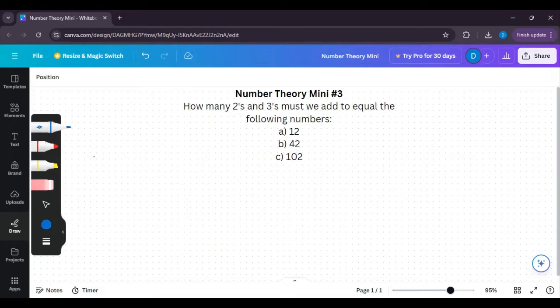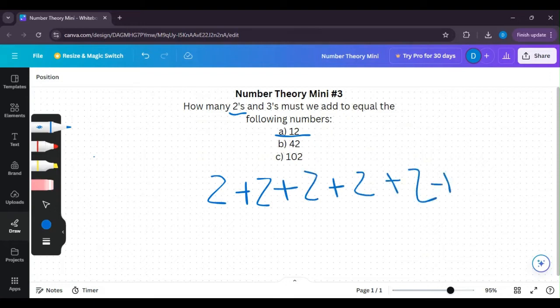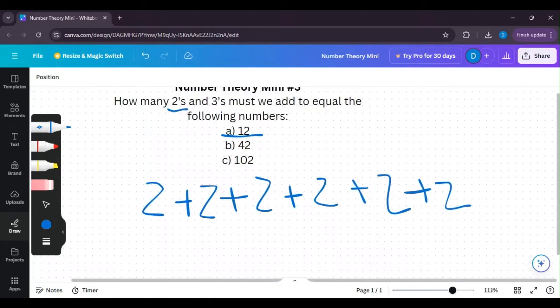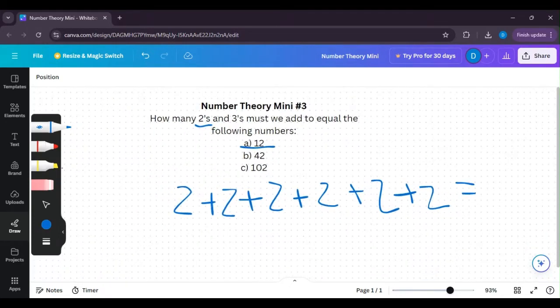So let's start with the first number. It's 12. How many 2's must we add to equal the following numbers? We can start with 2. So 2 plus 2 plus 2 plus 2 plus 2 plus 2. We have to add 6 2's to equal 12.